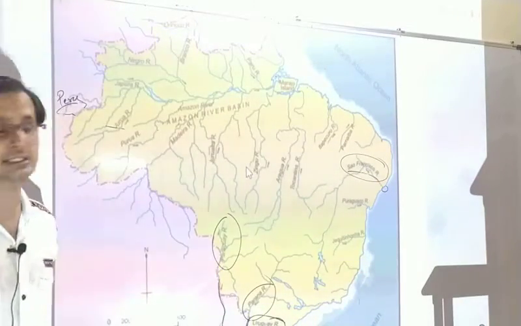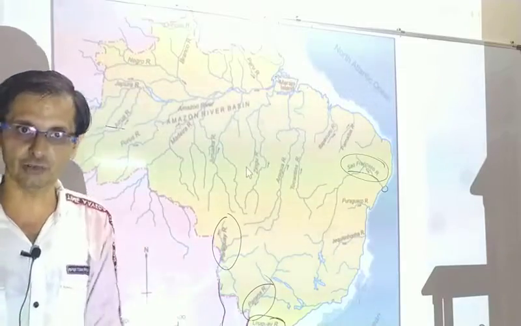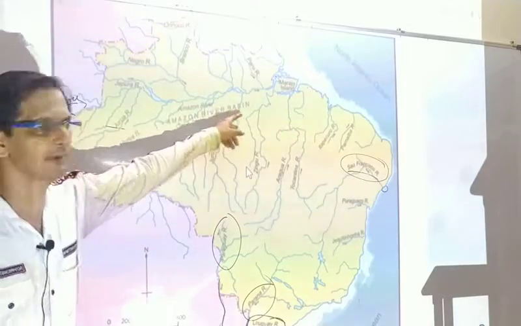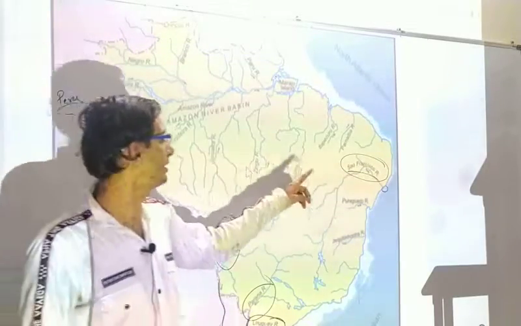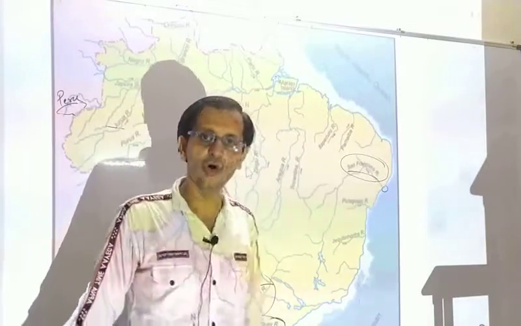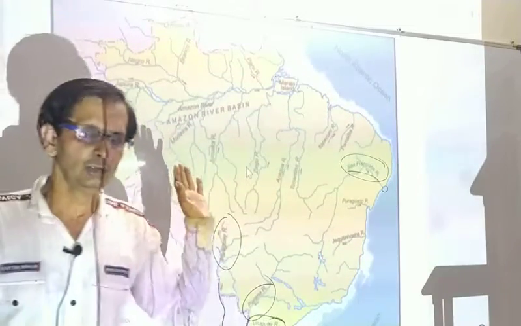So these three rivers are very important. These are the drainage systems of Brazil. First one is the Amazon river basin. Second one is the Paraguay Parana system, and third one is the São Francisco River. So you came to know.